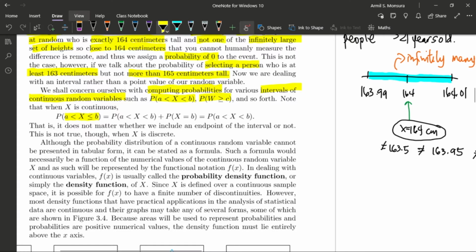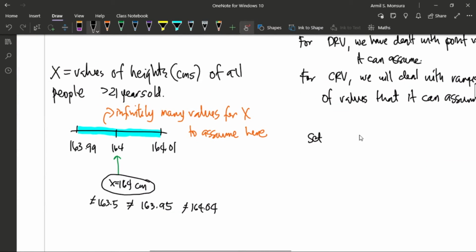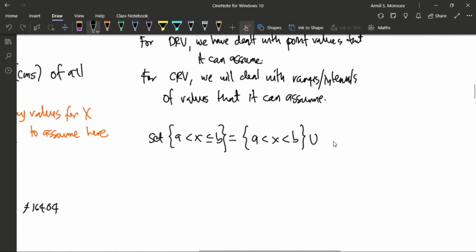that set is equal to the set where X is greater than A and less than B, union with X equal to B. So, we combine those two sets to form this set.